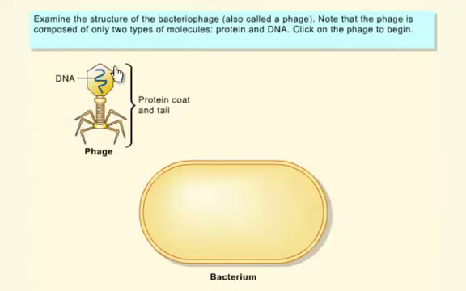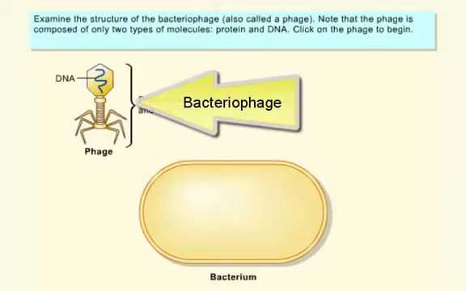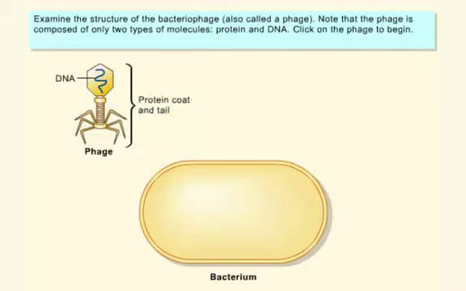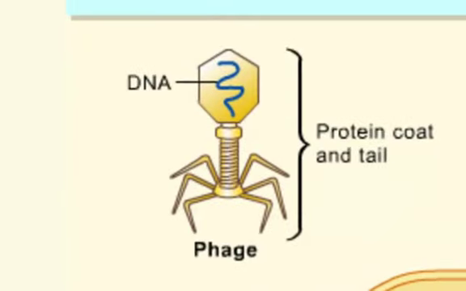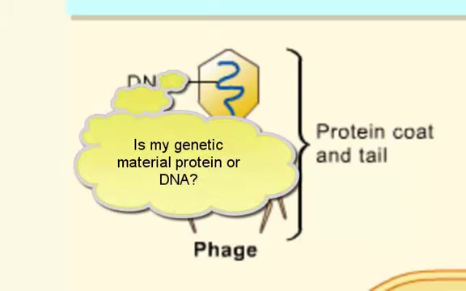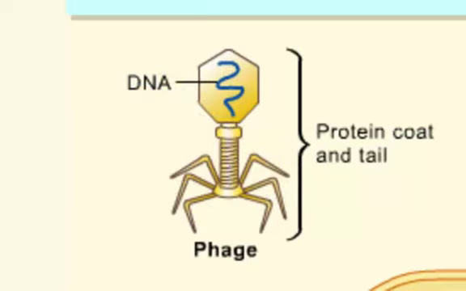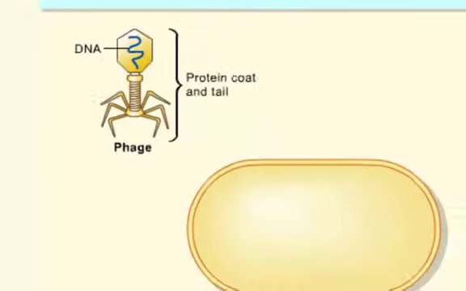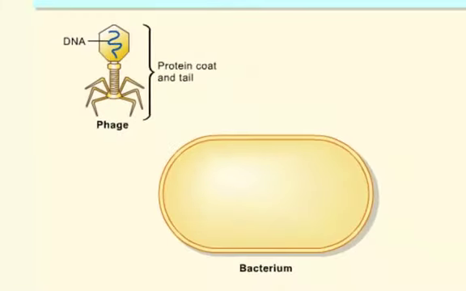So here you have a bacteriophage. And remember, a bacteriophage is a virus that infects bacteria. Now, the nice thing about a bacteriophage is it's only made of two things. The first is protein, and the second is DNA. So what they wanted to find out was, what is it in the bacteriophage that transmits genetic information? Is it the protein or is it the DNA? So when you're using something that only has those two, then you know that it can't be anything else. It can only be one of those two. So here's your virus, kind of looks like a little robot. And we're going to click on it to begin.